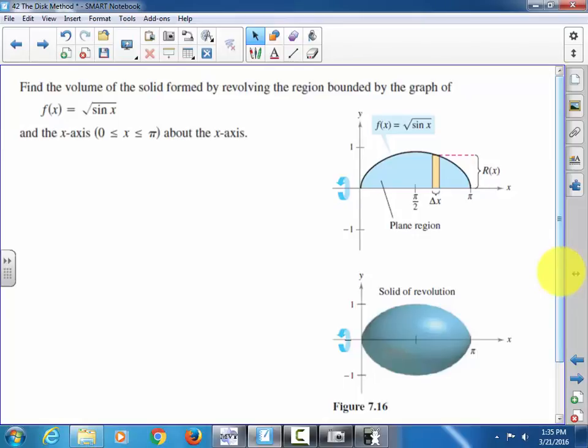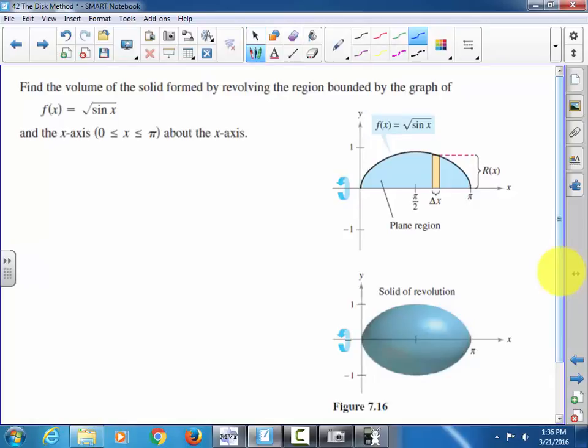And we're going to look at a couple more before we stop for the day here. The volume of the solid formed by revolving the region bounded by the graph of root sine x and the x-axis, 0 to pi, about the x-axis. So we're going to take this region right here, and we're going to rotate it around the x-axis. When you get through rotating it, you're going to have something shaped kind of like an egg. That complicated enough? All right.